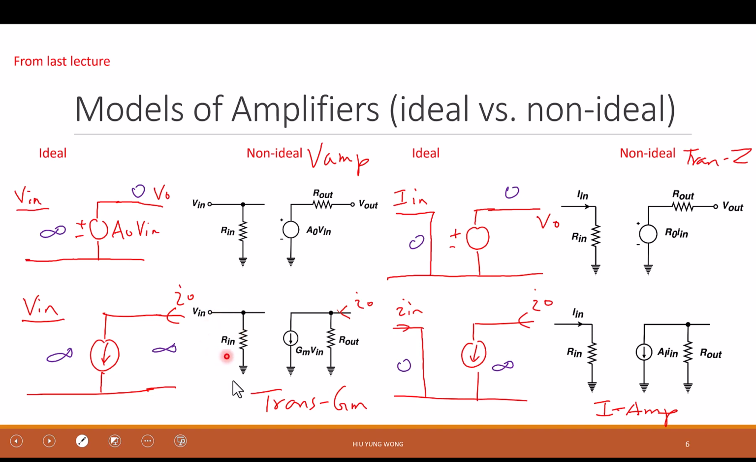But because of the non-ideality, instead of infinite, I actually have finite R in, and instead of infinite output impedance, I have finite R out. Right? And similarly, you do the others. Is that okay? Any questions?